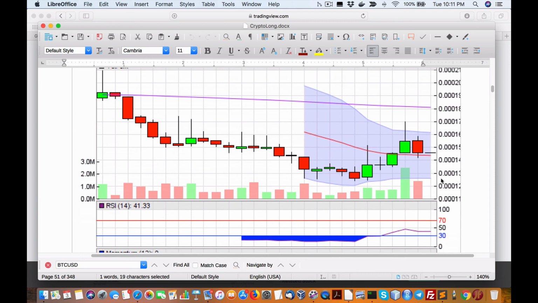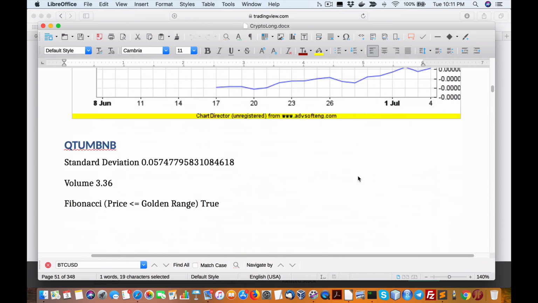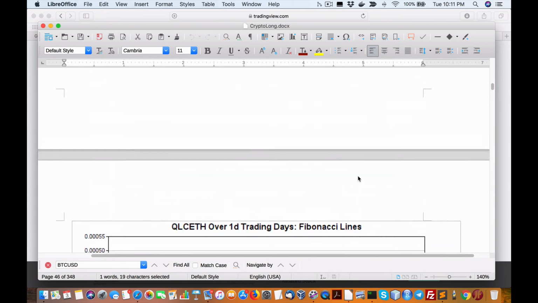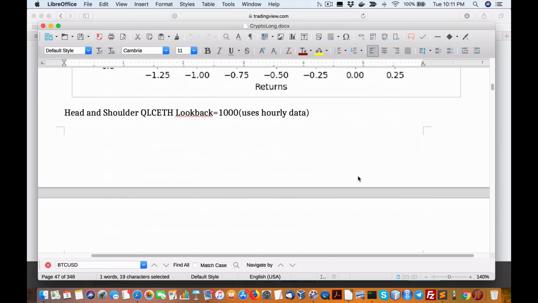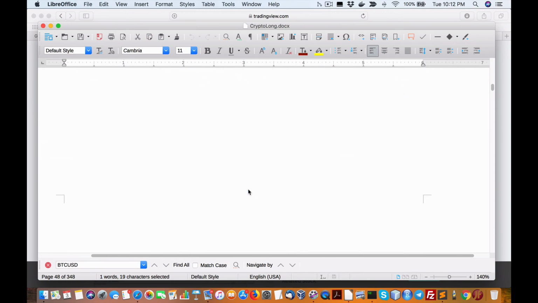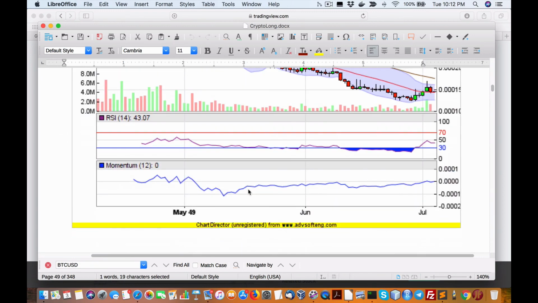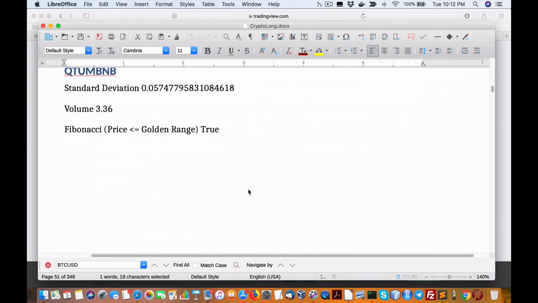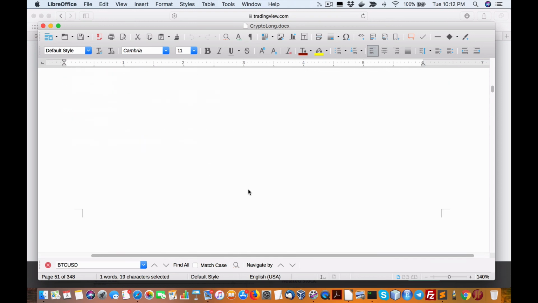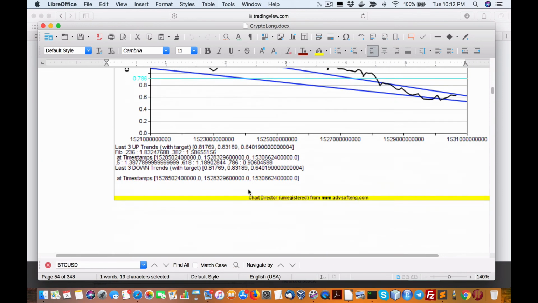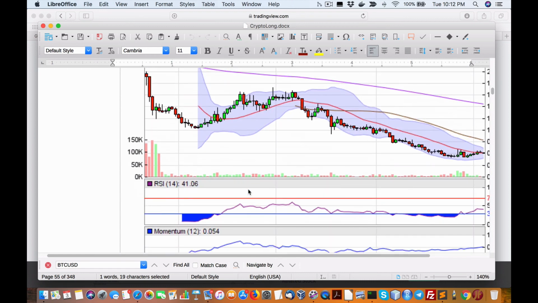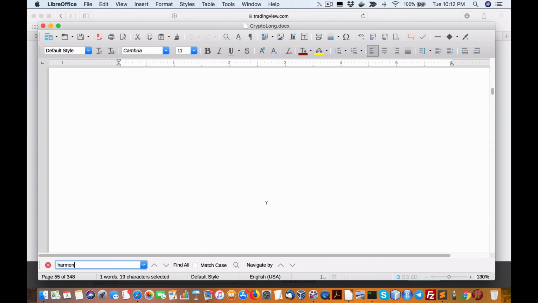So it's a 0.0013. So here went up to 0.00015. Not really moving a lot, but I don't see any candlesticks have been generated. Candlestick patterns, that is. Oh, there's one. QTUM BNB, I am not going to pay attention to that. No. You know what I'm going to do? I'm going to look for some harmonic bullish.